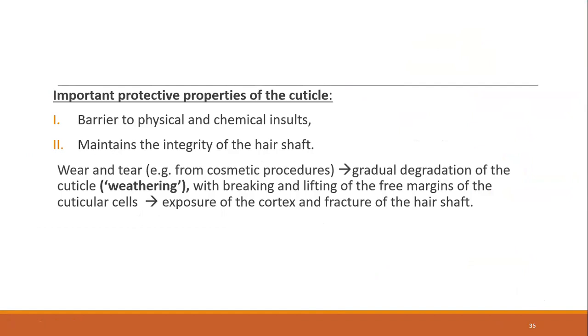The important protective property of the cuticle: the cuticle of the hair shaft is a barrier to physical and chemical insult. So if we do a procedure on hair like rebonding, etc., it damages the cuticle and ultimately damages the hair shaft. And the cuticle maintains the integrity of the hair shaft.